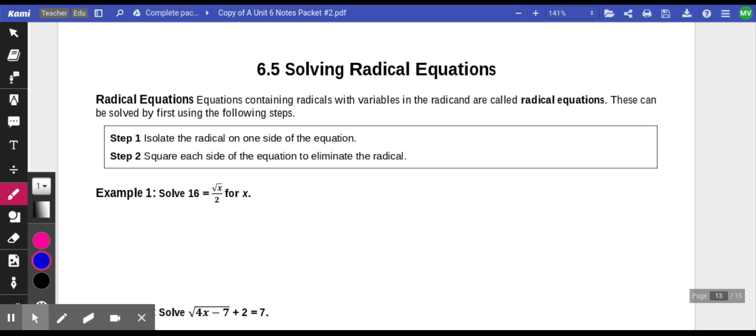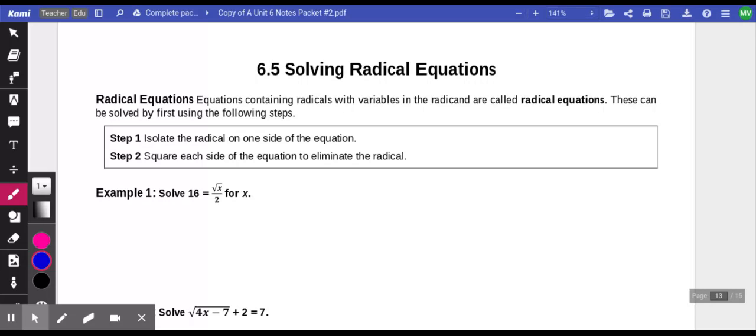Equations that contain radicals with variables in the radicand are called radical equations. These are solved by first using the following steps. 1. Isolate the radical on one side of the equation. 2. Square each side to eliminate the radical.